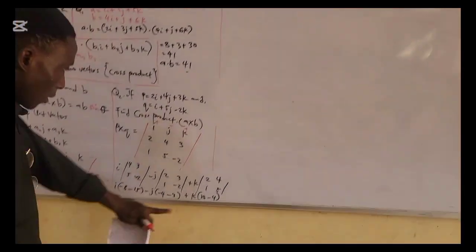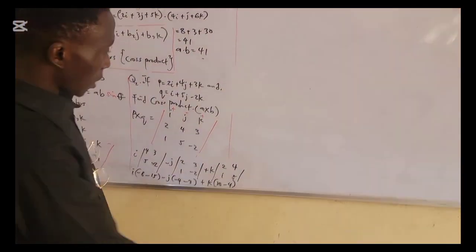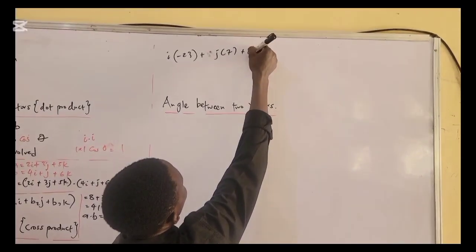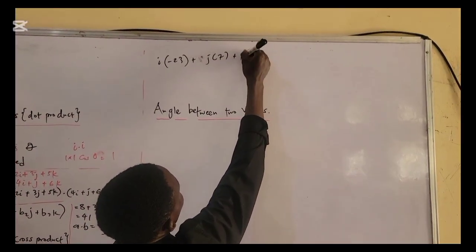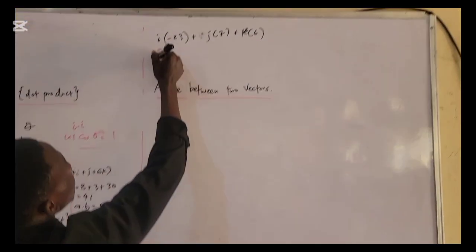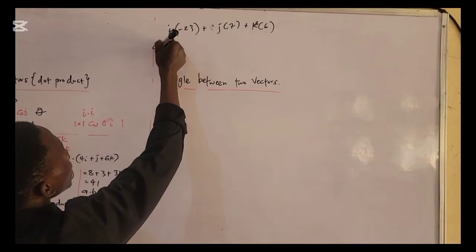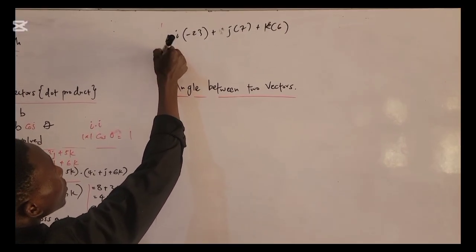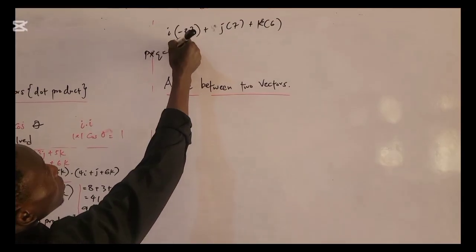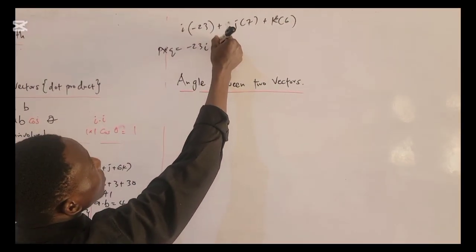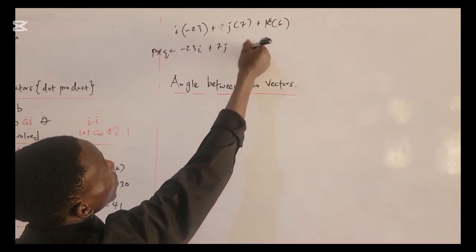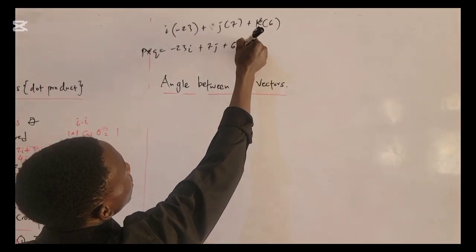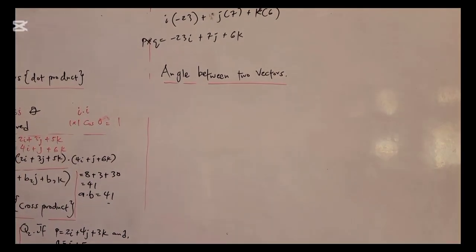And lastly, we have K into brackets, which is 10 minus 4, so 6K. You can write it normally. See, there isn't P and Q, we have P multiplied by Q, which should be minus 23I plus 7J plus 6K. And this is the vector product of the two vectors.